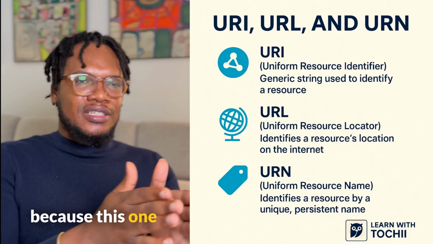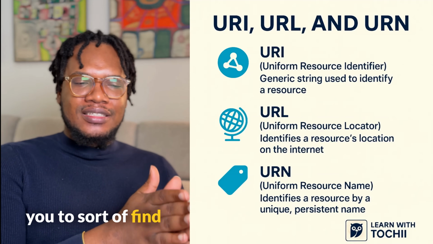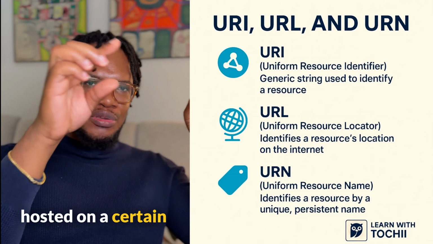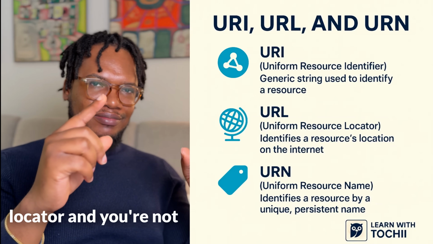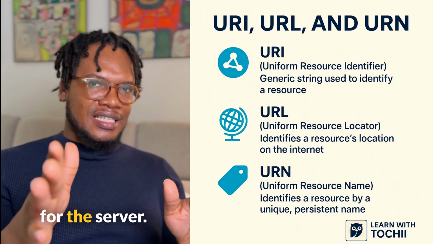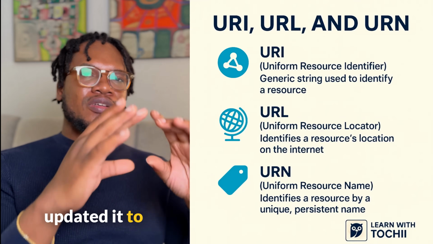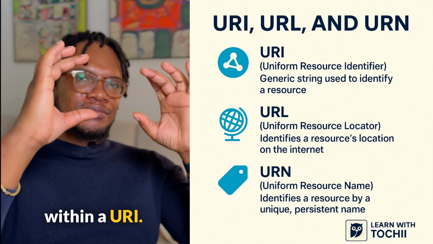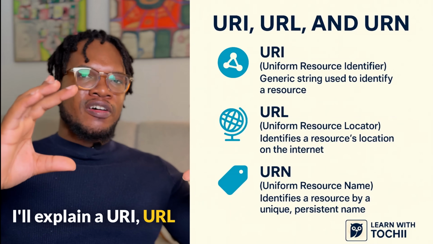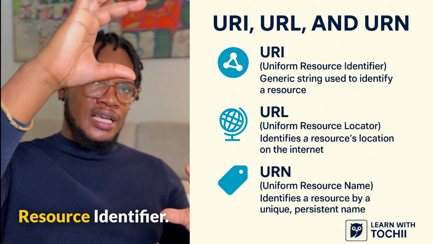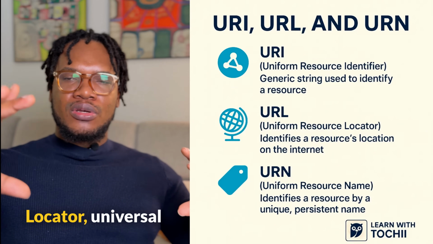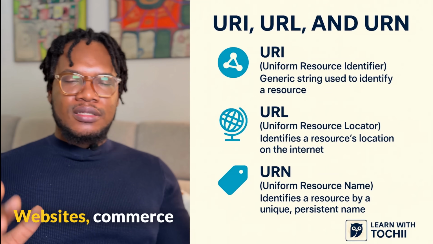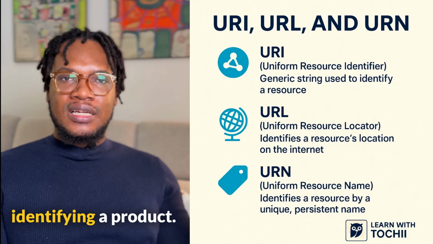This is different because this one simply enables you to find websites because you're hosted on a certain uniform resource locator and you're not using IP addresses for the server. You have now updated it to use this uniform resource location. These are embedded within a URI. I'll explain the URI, URL, and URN: universal resource identifier, universal resource locator, universal resource name. And these are the use cases that are involved: websites, and commerce platforms for identifying a product.